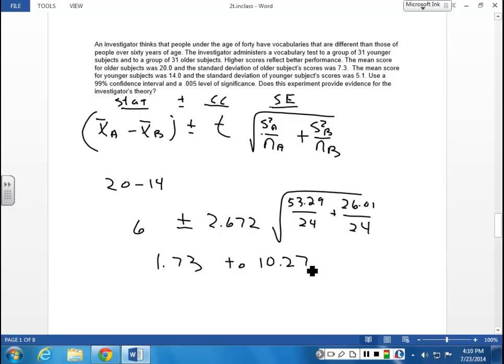We want to know if there's a difference. What we need to do is look to see, does the interval include 0? This interval does not include 0. Therefore, we conclude mu A not equal to mu B. There is a difference in vocabulary.